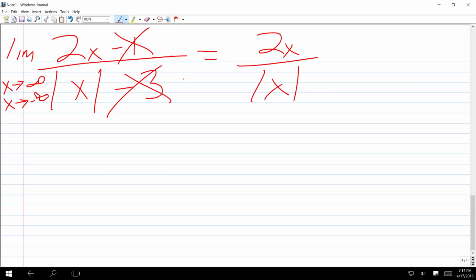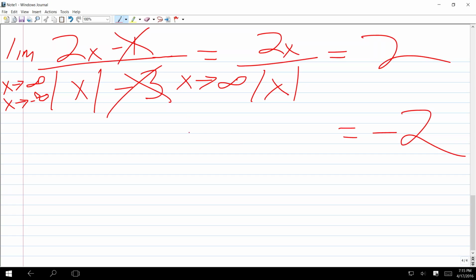As x goes to infinity, that's positive, the absolute value doesn't matter, so I really have 2x over x. So that limit is 2. But when x goes to negative infinity, well, now the numerator becomes negative and the denominator is positive. So it goes to negative 2, as x goes to negative infinity.